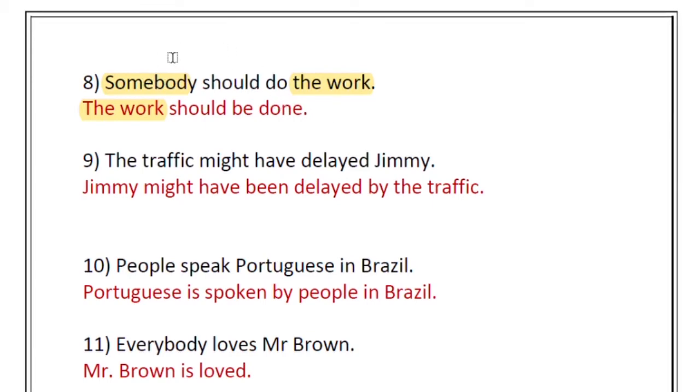Okay. The traffic might have delayed Jimmy. Try this. The traffic might. So the traffic is the thing that is working. So the traffic is the subject. Then who is the object? Delayed. Sorry, who is the object? That is Jimmy. And who is the subject? The traffic. So Jimmy might have been delayed by the traffic. So Jimmy is the object, sits in front over here, and the traffic is the subject, it sits behind.